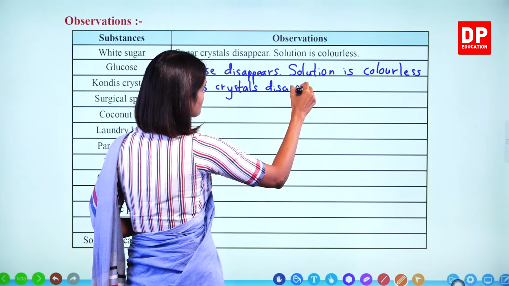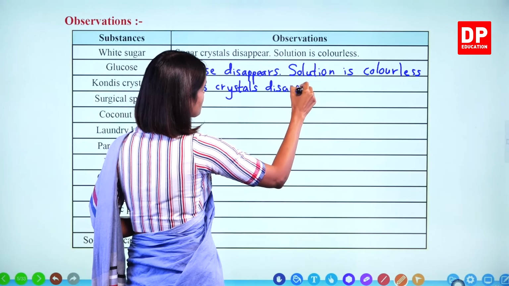Right, I will mark the substances separately. We will see. So if I take the substances that dissolve in water really well. So look at this one. White sugar dissolves really well. Glucose disappears means it dissolves really well, right? And Condy's crystals also disappear means dissolves really well, okay? Surgical spirit also mixes well and colorless solution. It means it also dissolves. And common salt, again, common salt disappears. Solution is colorless. Common salt dissolves really well. Vinegar dissolves. And yeah. So those are the things that dissolve really well in water.